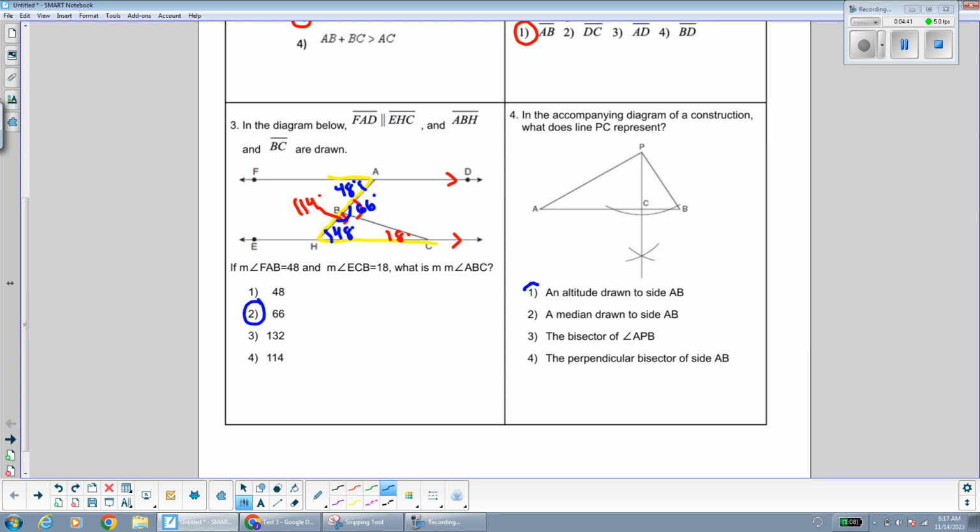This is an altitude. It's a construction of a perpendicular line to the side of a triangle that passes through the opposite vertex. And by definition, that is an altitude. We can actually eliminate all of the other ones because all the other ones have to do with bisecting or midpoints. And from this construction, even though we don't trust diagrams, it's clearly, without a doubt in my mind, not cutting side AB in half, not passing through the midpoint.